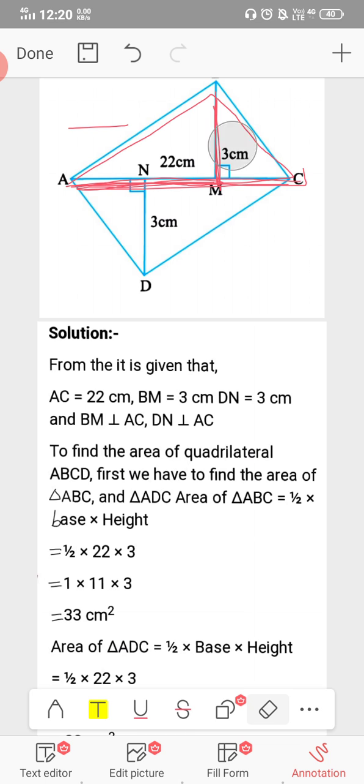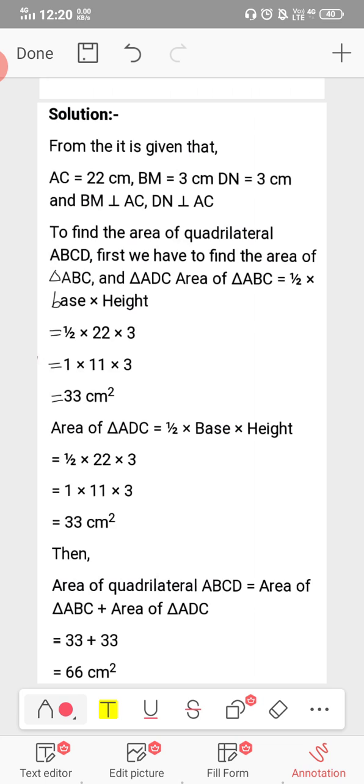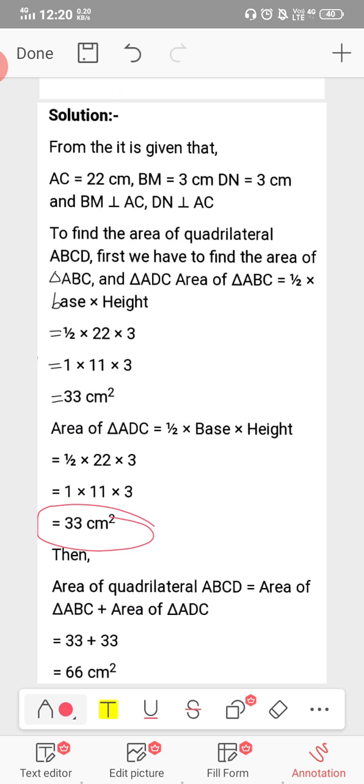square. Now the second triangle is ADC. In this triangle we have the common base line AC of 22 centimeters, and the height DN is 3 centimeters. So according to the formula we will write half of base into height, that is half of 22 into 3, which will give us 33 centimeters square. Now the area of the quadrilateral will be equal to the area of triangle ABC plus the area of triangle ADC. It will be equal to 33 plus 33, that is 66 centimeter square. Thank you.